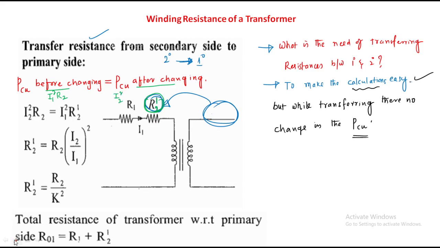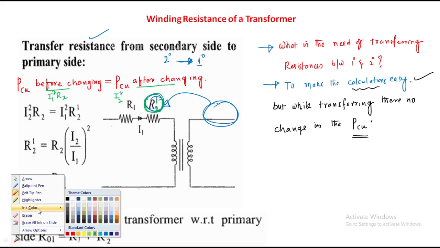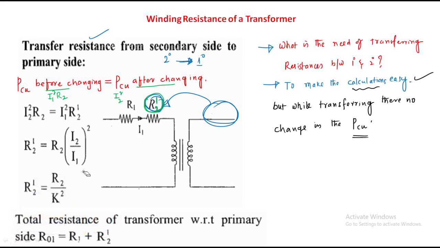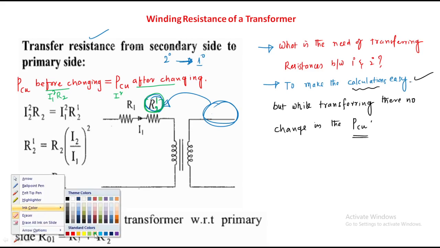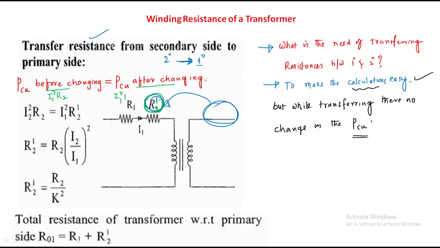After changing, current is what? I1 square into R2 dash. Sorry, this is I2. Previously the current, this is I1, this is what? I2. Previously there is a resistance, right? R2 here. Therefore before transferring I2 square into R2, clear, I2 square into R2.